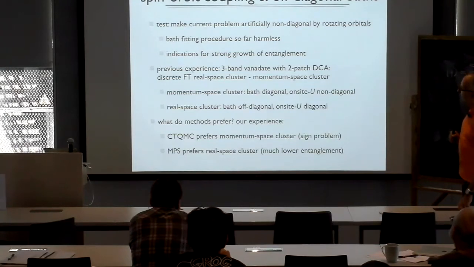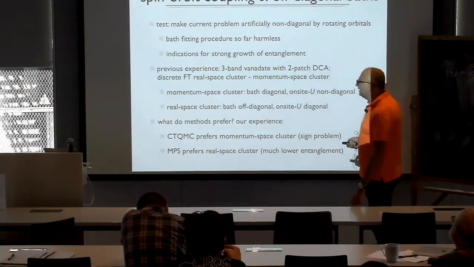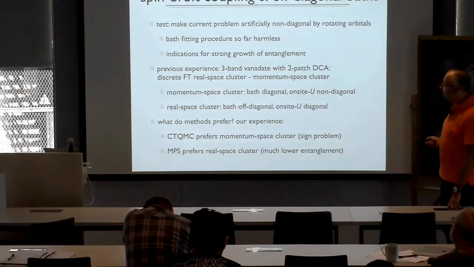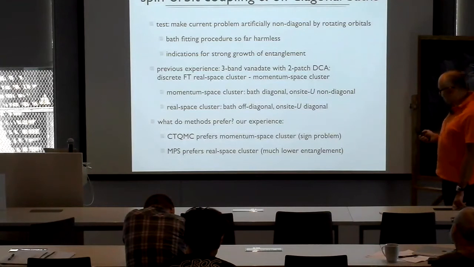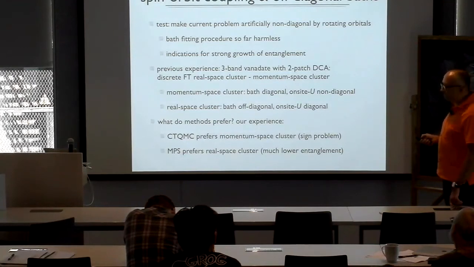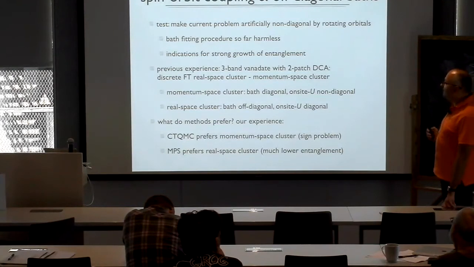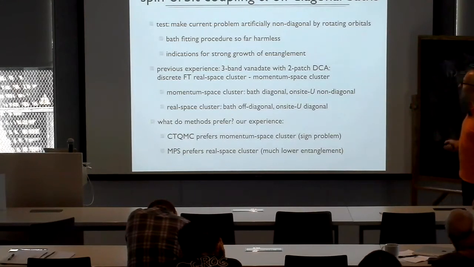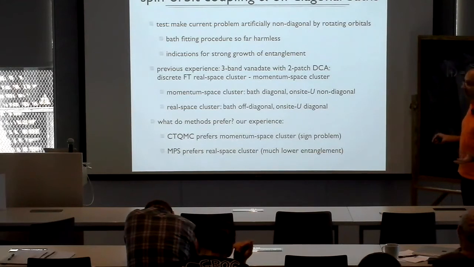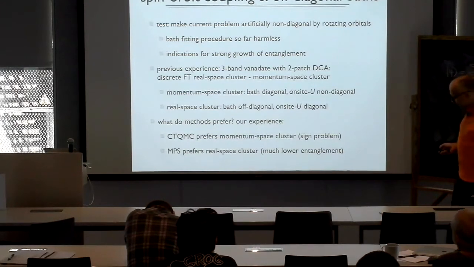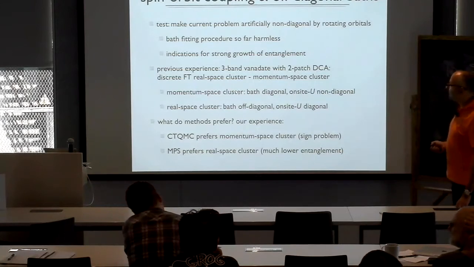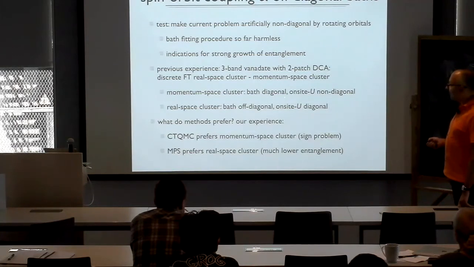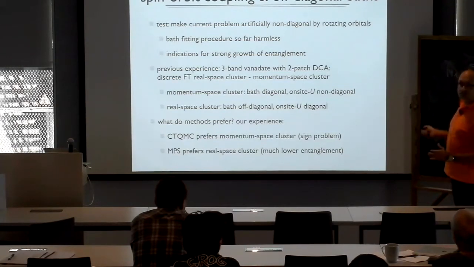In fact, this is something which I think we have an idea of how to deal with, if it's borne out by further calculations, because we had already seen all that in the 3-band vanadate or pseudo-vanadate with a 2-patch DCA calculation. A real space cluster and a momentum space cluster, as in DCA, are related by a discrete Fourier transform. And if you do that, what you find in that problem is, if you have the cluster in momentum space, like DCA, the bath is diagonal, but of course the on-site U becomes non-diagonal.